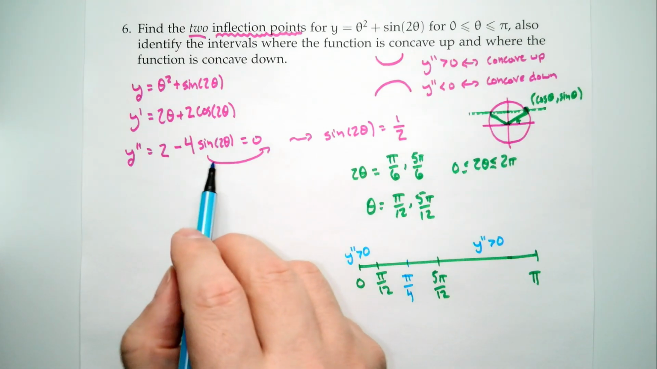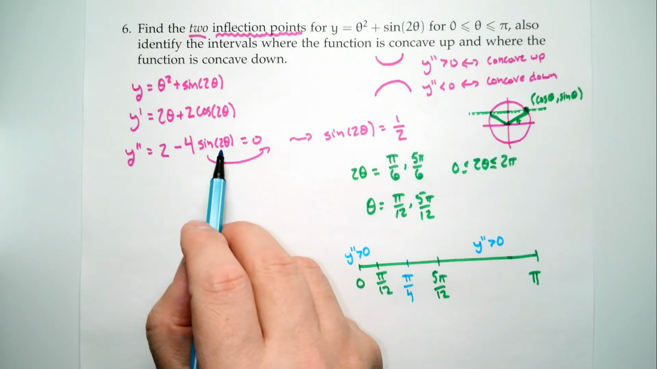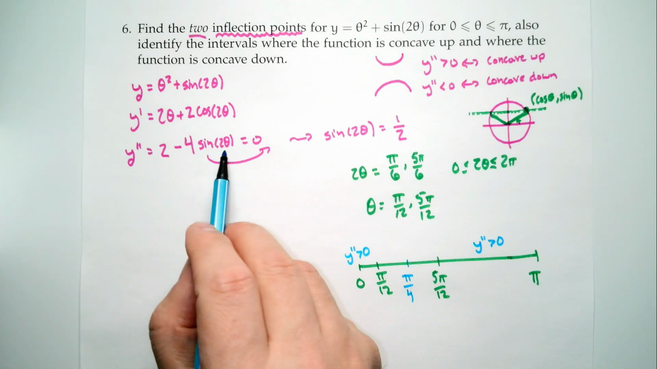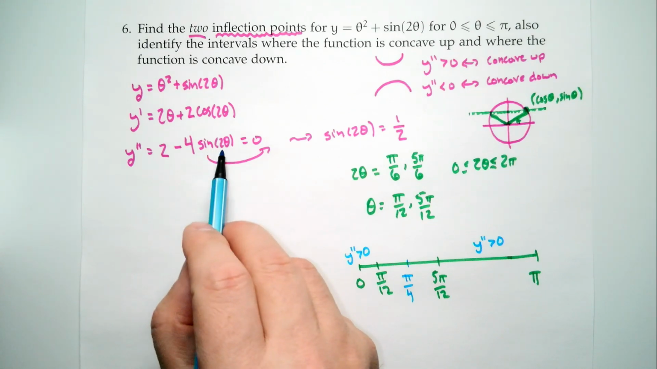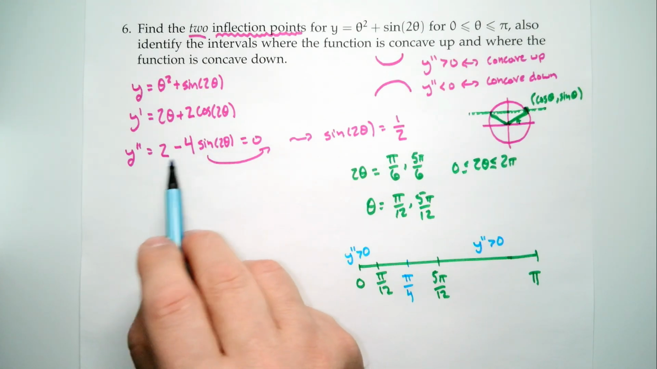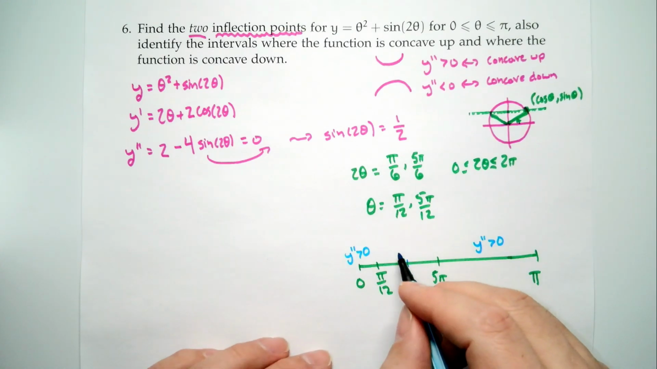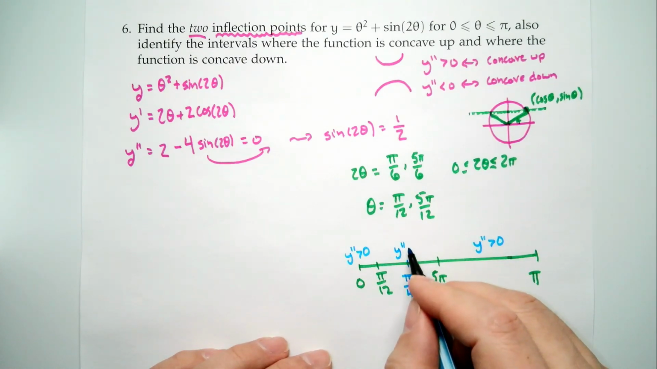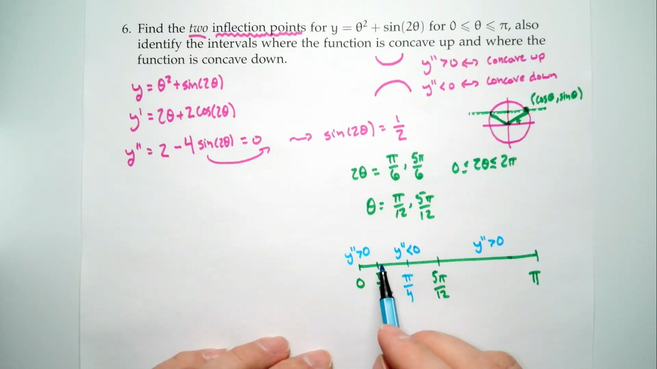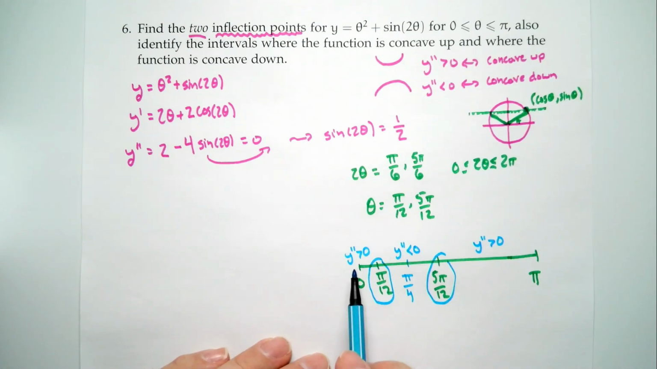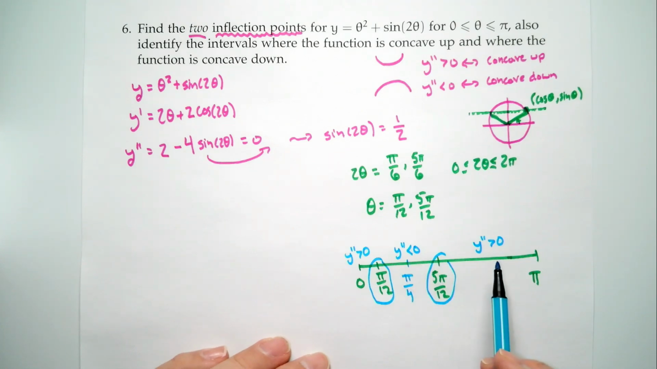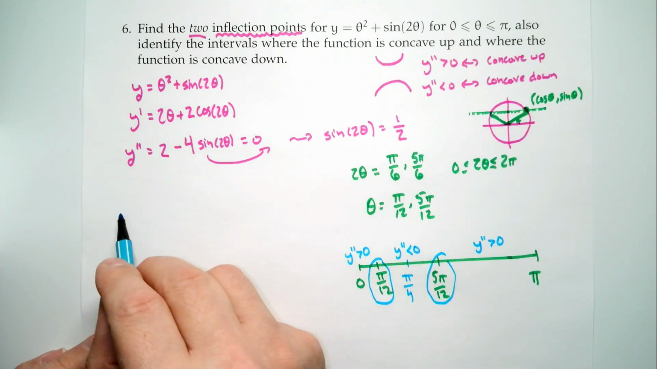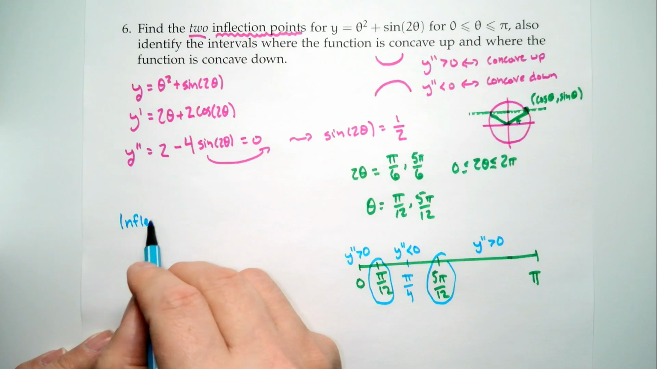Now, 2 times pi over 4 would give us pi over 2. Sine of pi over 2 is 1. So it becomes 2 minus 4, which is negative. So our second derivative is negative here, which means that pi over 12 and 5 pi over 12 are indeed inflection points because we flip the sign. Concavity changes.